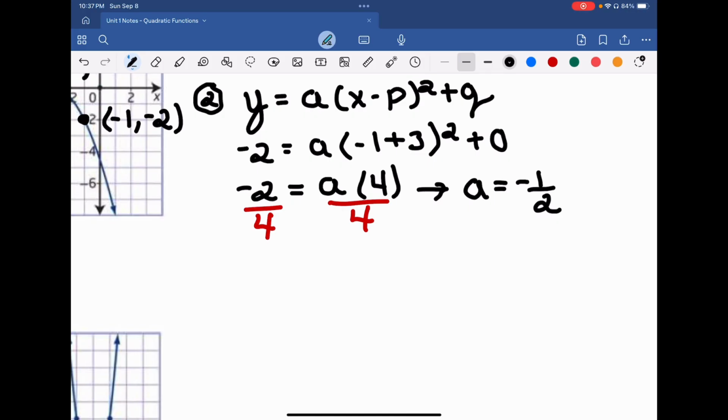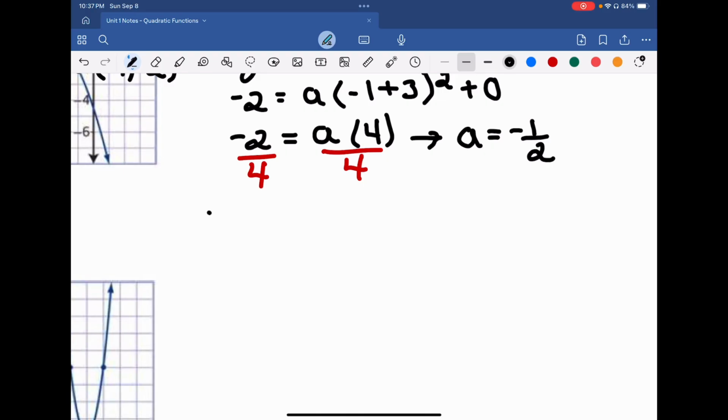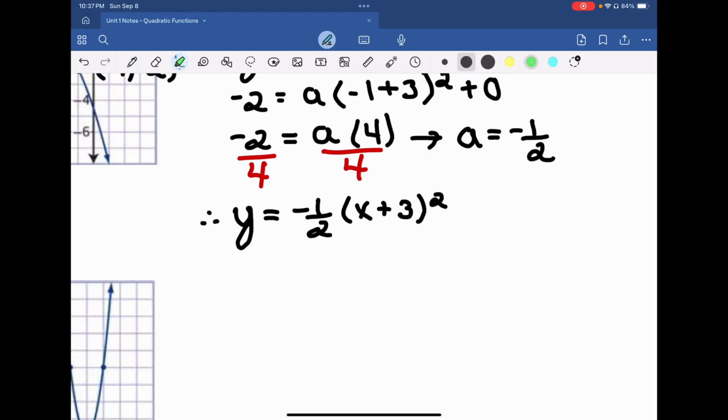Okay, we have the a value, therefore we can summarize this all in a statement. We want to keep it as the basic y. The a value is -1/2. The x will go back in as just x. The +3 was the axis of symmetry, and then our q value was 0, so technically we don't need that. We're good. We can just highlight this as the solution, and we're done.